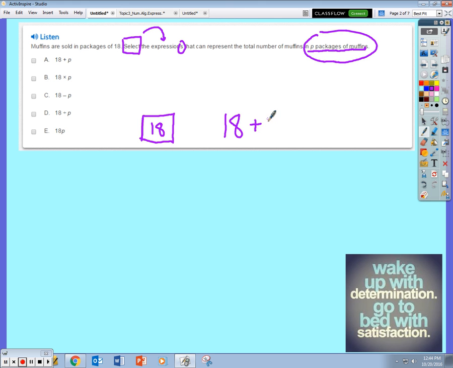Well, the first expression there said, hey, if you buy 1 package, it'd be 18 plus 1, that gives you 19. Well, there's no way that if they come in packages of 18, that if I buy 1 package, I now have 19. So we know that's not right. If I bought in packages of 18 and I bought 1 package, so 18 times 1, hey, that gives me exactly 18. That would make sense.